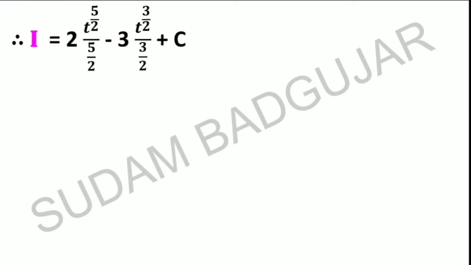That is I is equal to 2 into t raised to 3 by 2 plus 1 means 5 by 2 divided by 5 by 2, minus 3 into t raised to half plus 1 means 3 by 2 upon 3 by 2, plus c. Now again you have to simplify, that is 2 into 2 by 5, that is 4 by 5 into t raised to 5 by 2, minus 3 into 3 by 2, that is 3 get cancelled here, that is 2 into t raised to 3 by 2 plus c.